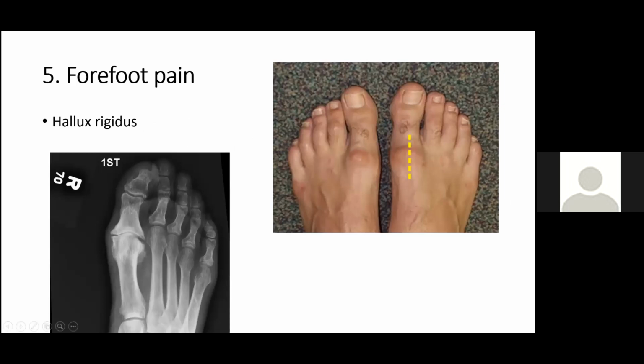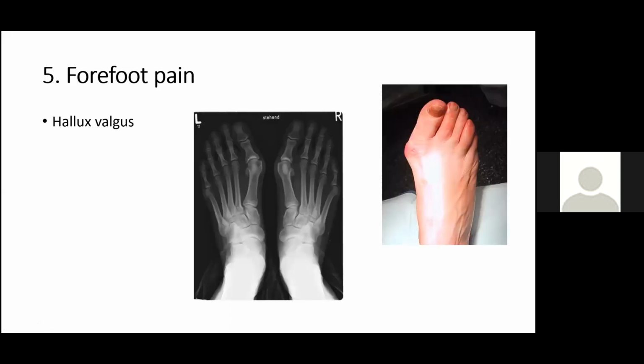So there will be this dorsal bunion and limited range of motion of the hallux with osteoarthritic changes. So that is known as the hallux rigidus. Hallux valgus deformity itself will not cause pain, but when they have a painful bunion, there can be pain.